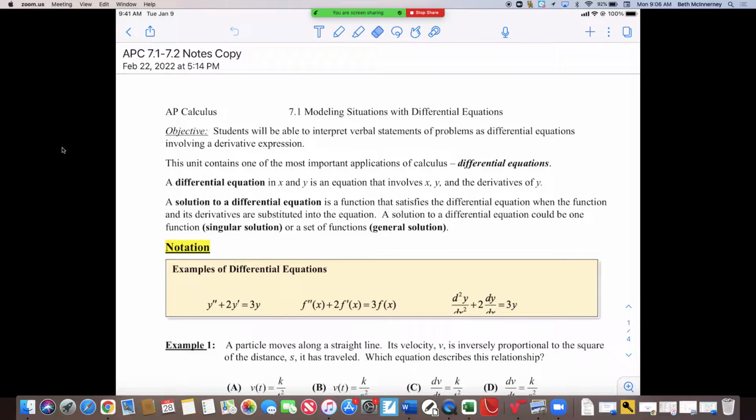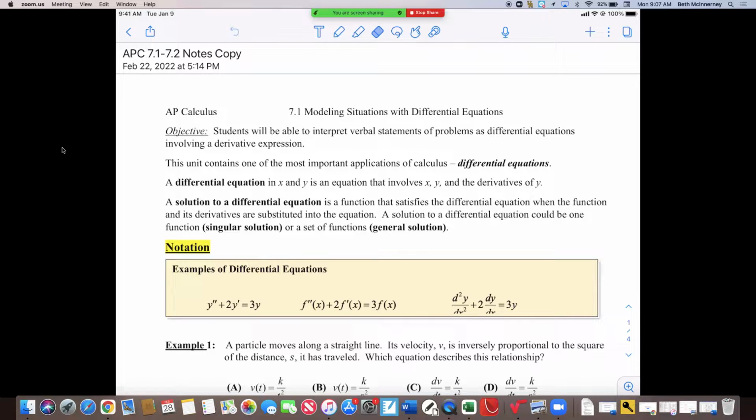Main idea here is we're going to be talking about something called a differential equation. A differential equation in x and y is an equation that has x, y, and derivatives of y. A solution to a differential equation is a function that satisfies the differential equation when the function and its derivatives are substituted into the equation.